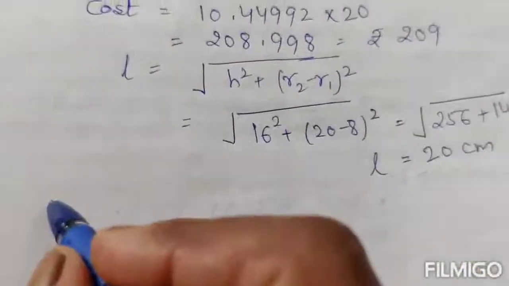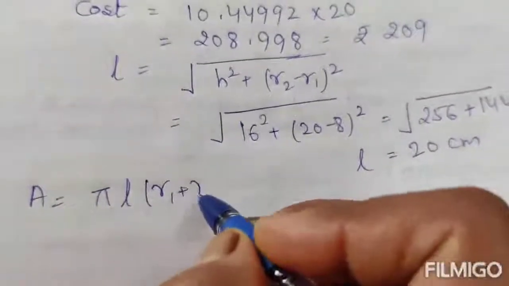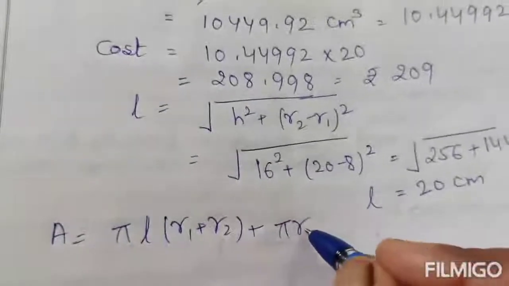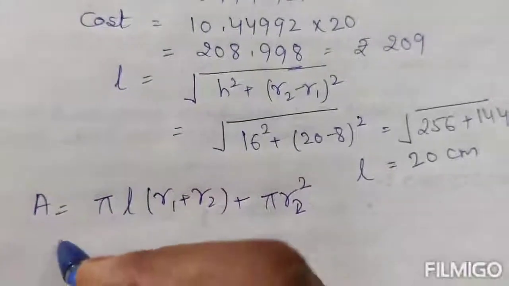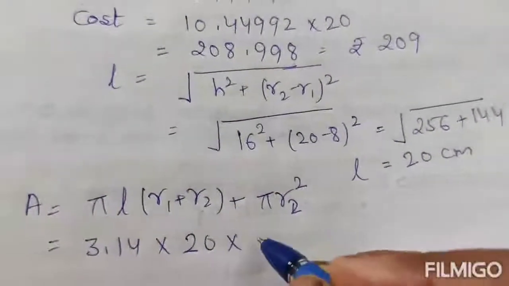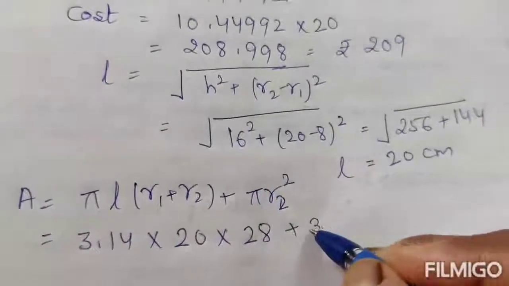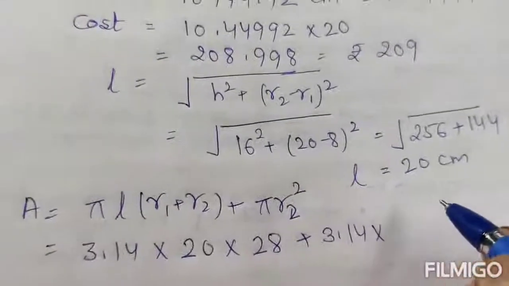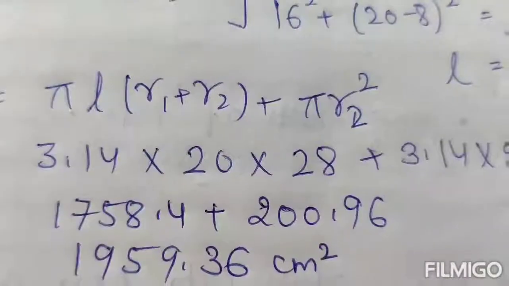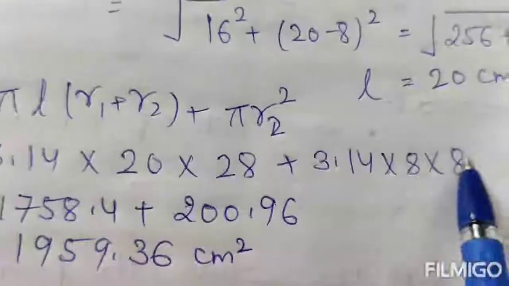The area of the sheet is π L (R1 + R2) + π R1², the area of the base of the bucket, with R2 squared. Pi is 3.14, L is 20, and R1 plus R2 is 20 plus 8, 28. Now π R2² is 8 into 8. Now solving this we get 1758.4 plus 200.96.